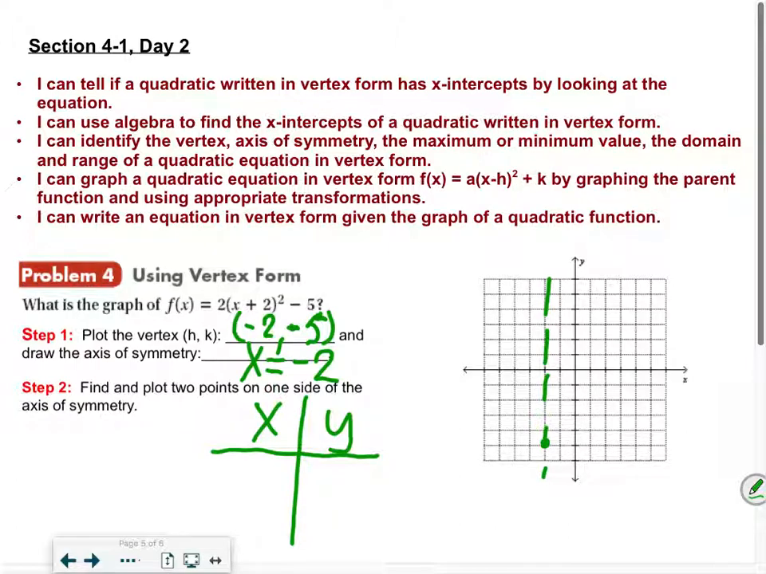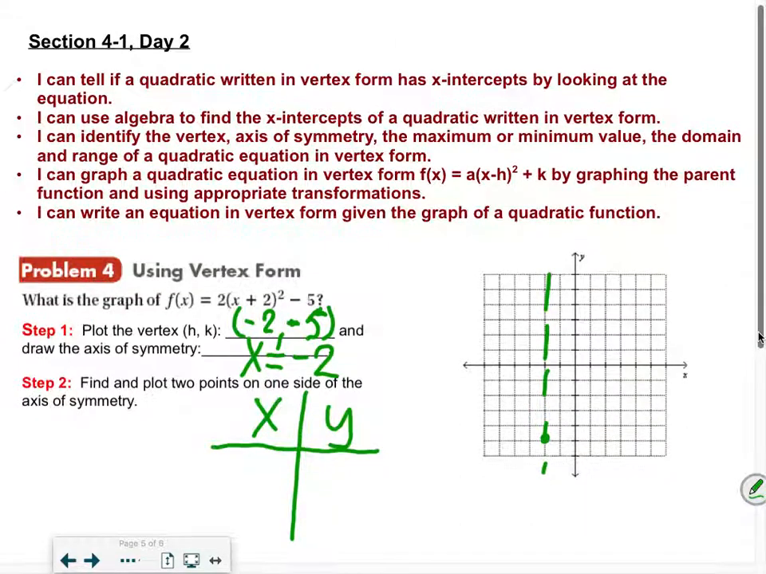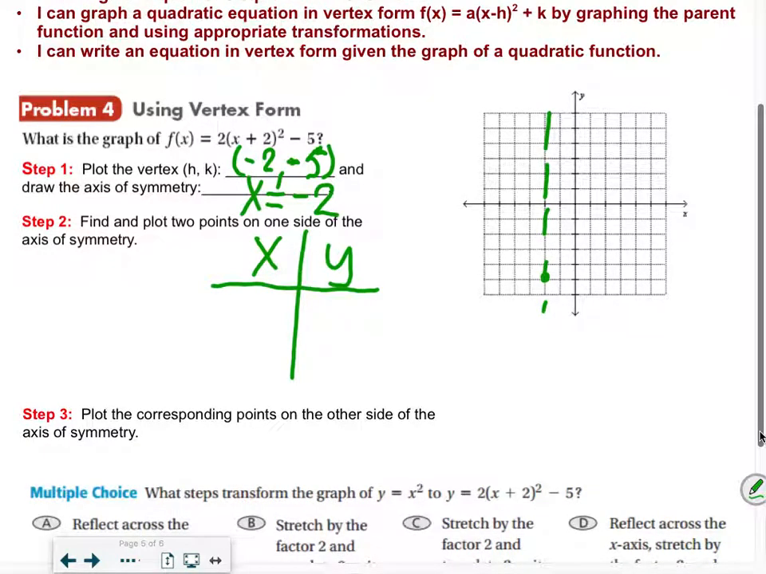Okay, now we gotta use 2 points. I always go to the right. My vertex x is -2, so I'm gonna use -1 and 0. Where am I plugging that in? Into the first one. X. Put it in for x in this equation right here. If I do that, I get out what for y?